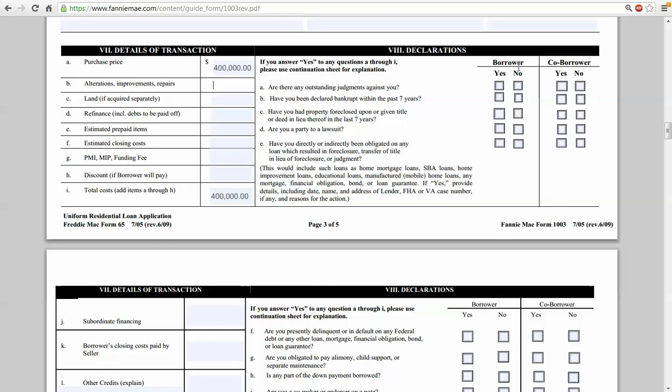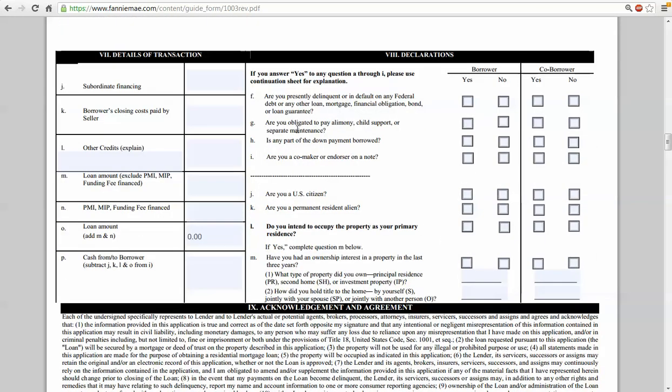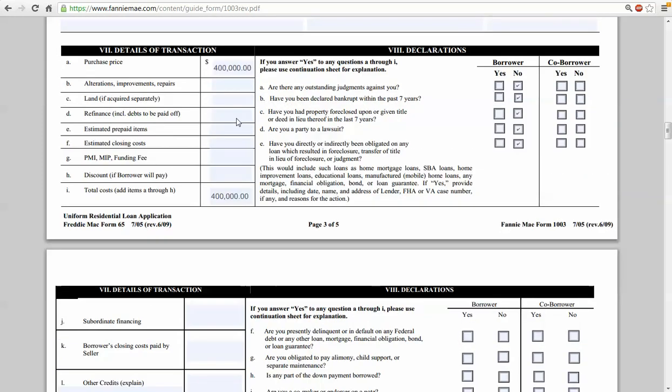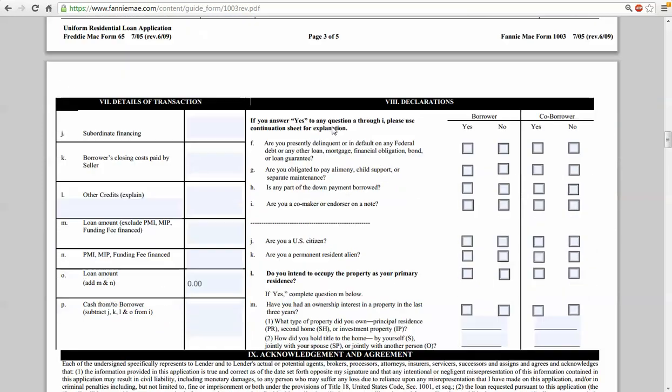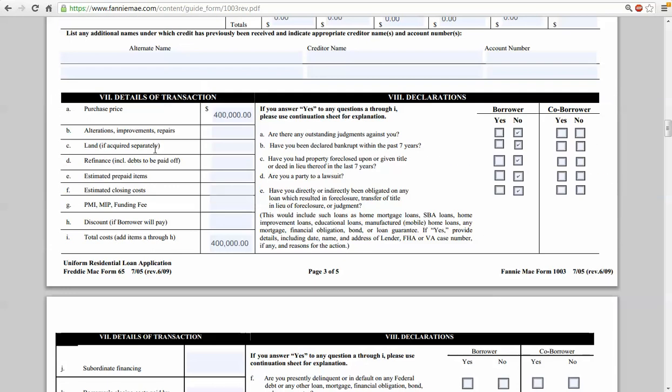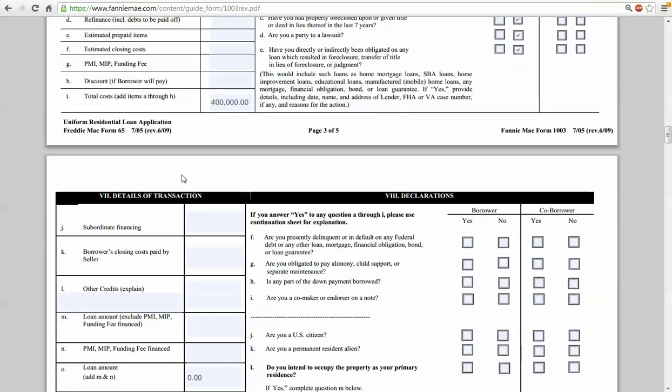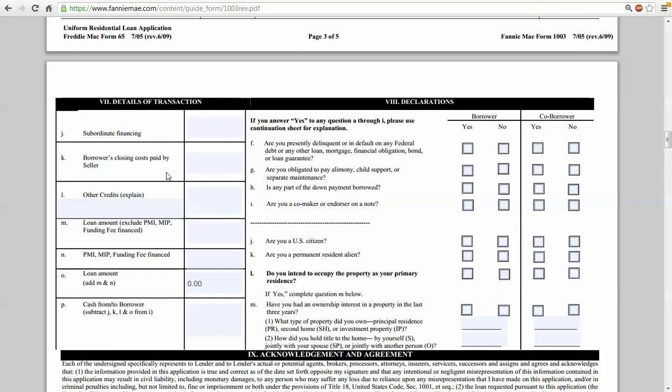This is pretty important, these declarations. Make sure that you check the box for each question, and make sure that you read the questions. They're pretty self-explanatory, and really, if there are any questions, you can go over it with your loan originator, and they can help walk you through it. And this is just a continuation of section 7, the costs. Wow, we're already on 8. And again, all this you can leave blank for now.